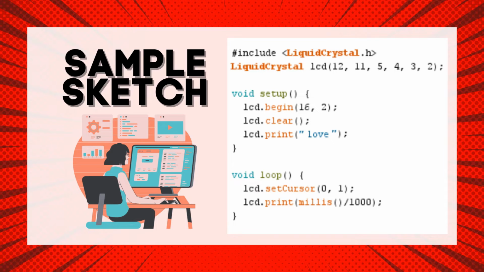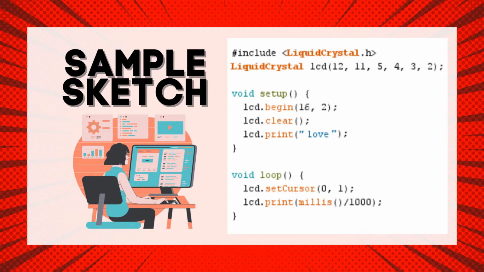Also, we have lcd.begin(16, 2). It is used to specify the dimensions of the LCD that you are using. This function must be called before any other LiquidCrystal library commands. The syntax for this function is lcd.begin(columns, rows), where columns is the number of columns the display has and rows is the number of rows the display has.